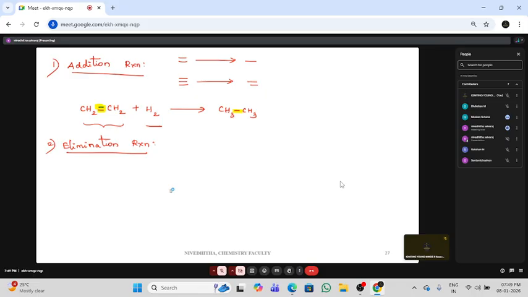Elimination reaction is this: in a substrate, we know the substrate is an organic compound, and we know an organic compound is usually a larger one, right? In that substrate, any atom or any group will get eliminated. And for that elimination to occur, the reagent will be helpful. So basically, the compound will not break. Any atom or any group of atoms will get eliminated. That's it. And I'll give you an example.